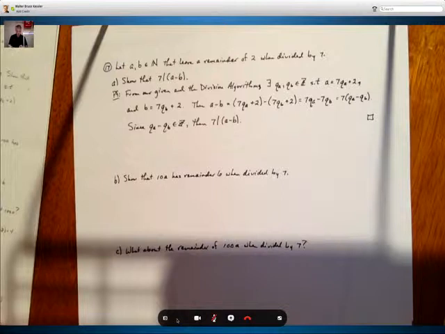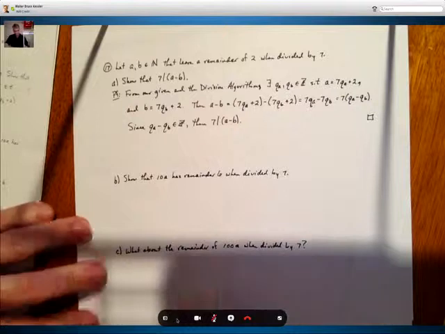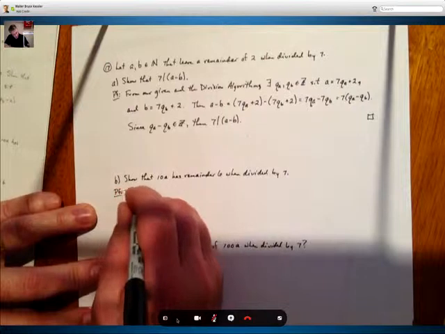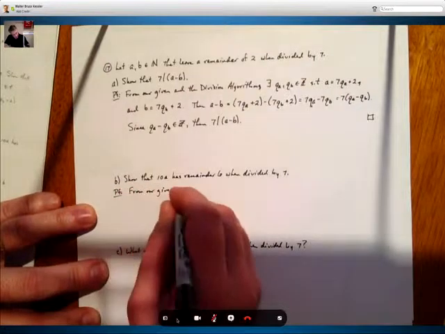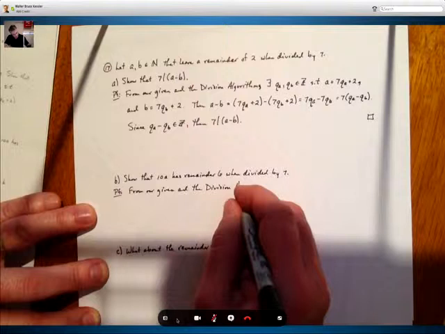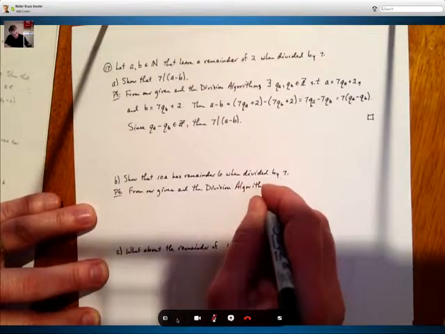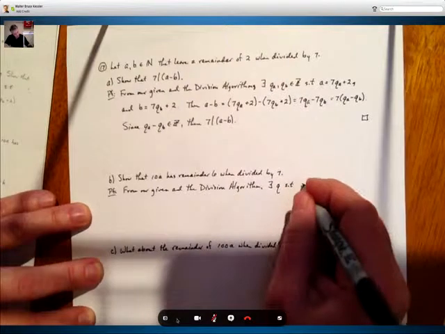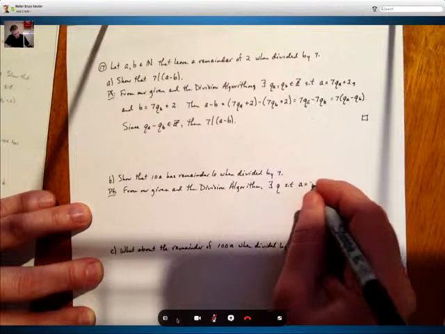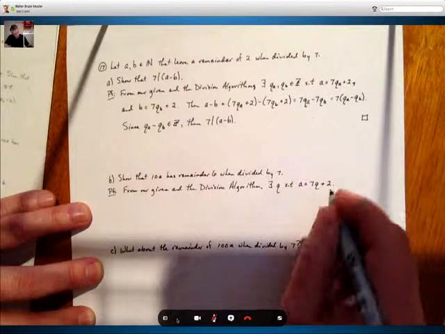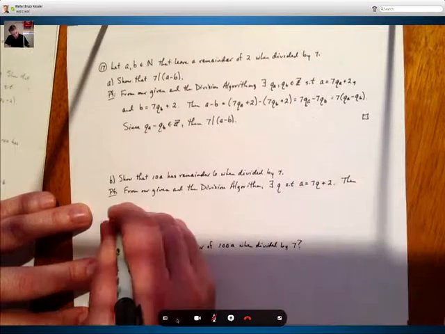The b part of this had us showing that if we look at now 10a, we'll have a remainder of 6 when we divide by 7. So again, I would point out from our given information and the division algorithm, there exists a q such that a is 7 times this q plus a remainder of 2 that was given to us.